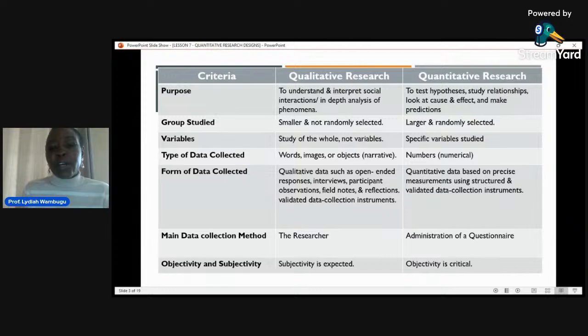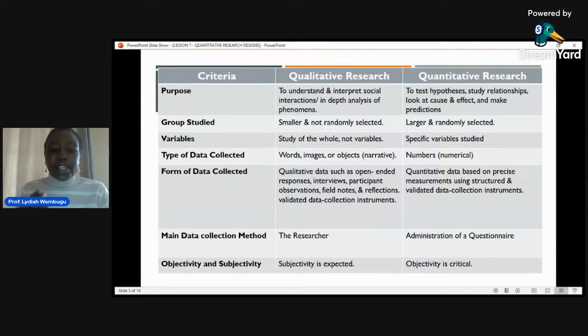The type of data collected, we have said, qualitative is narrative, and it is mainly in form of words, images, videos, objects, whereas quantitative is numerical. It is in numbers. It can be quantified. Form of data collected, qualitative is open-ended responses, interviews, participant observations, and we use instruments that are going to give you data that is rich. Whereas with quantitative, the instruments are structured.